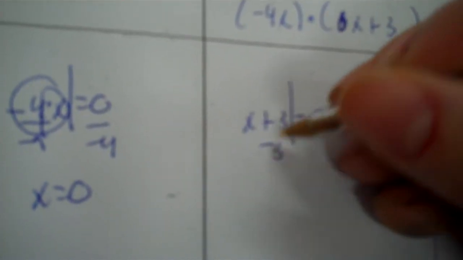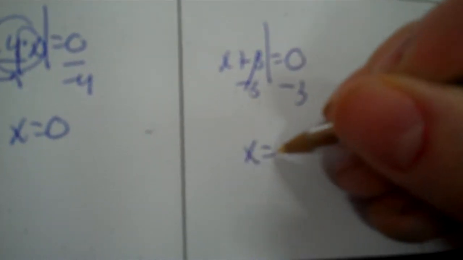Get that ridiculous 1 off the x. So negative 4x could equal 0, or x plus 3 could equal 0. So I divide by negative 4, 0 divided by negative 4 is 0. And over here I'm minus 3. X equals negative 3.